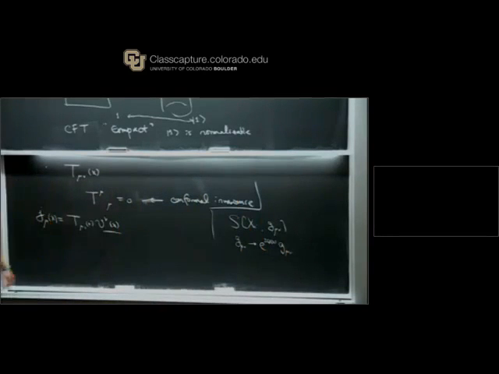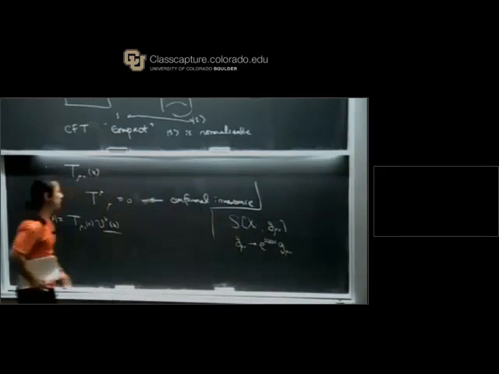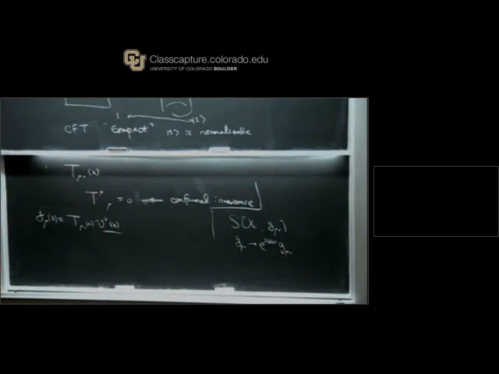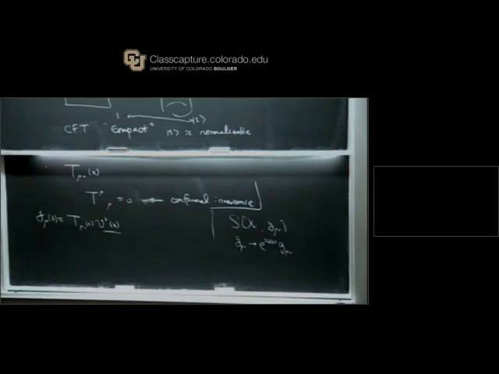if the trace of the stress tensor is equal to zero, the variation of the overall scale of the metric will be zero. The variation of the path integral due to the variation of the overall scale of the metric will be zero. Now, that is actually only true if you expand around flat space-time.